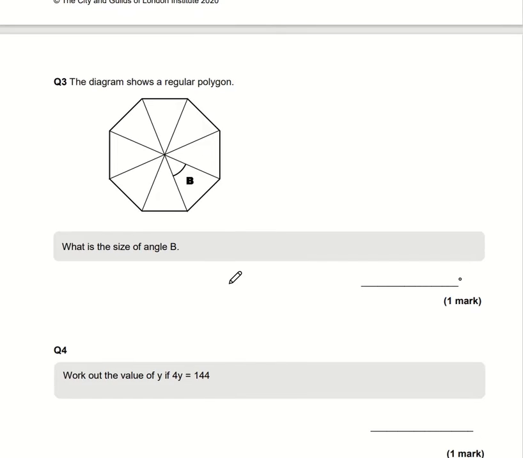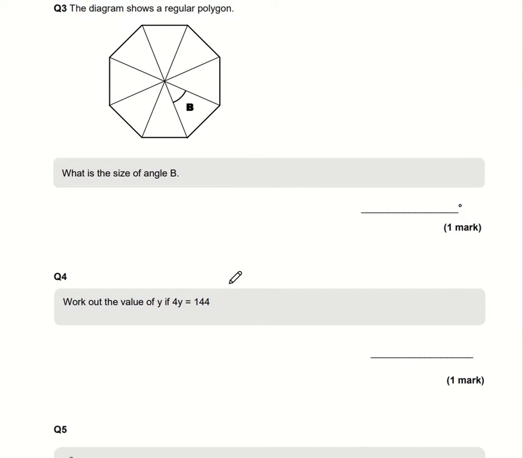Moving on to question number 3, the diagram shows a regular polygon and we want to work out angle B. Now all of these angles add up to 360 degrees because that is a full circle in the middle, and we have 1, 2, 3, 4, 5, 6, 7, 8 sections. So what is 360 divided by 8? 3 divided by 8 is 0, remainder 3. 36 divided by 8 is 4 with a remainder of 4. 40 divided by 8 is 5. So therefore it is 45 degrees.